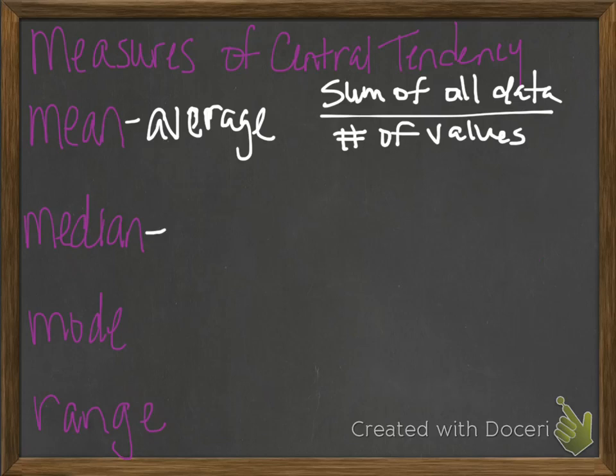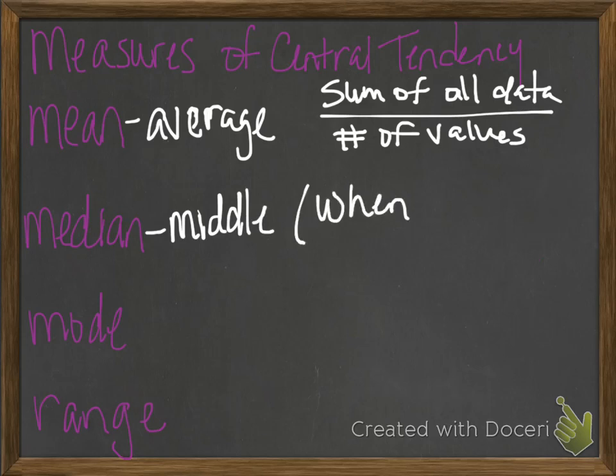Your median is your middle number. It's the middle number when in order. They have to be in order in order to find out what the median is. It's like the median of the road, in the middle of the road. You have to have it in order. And sometimes there's 2 medians and you're going to have to average those.